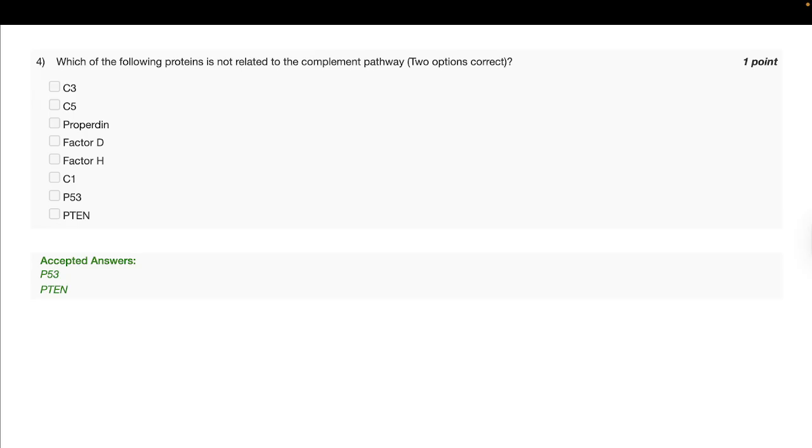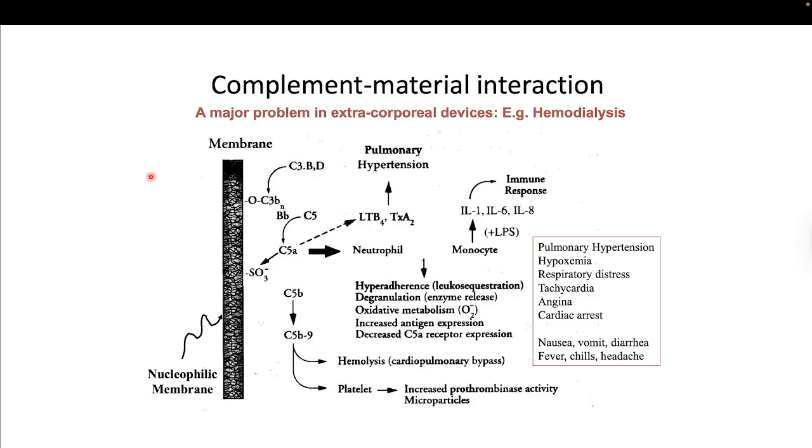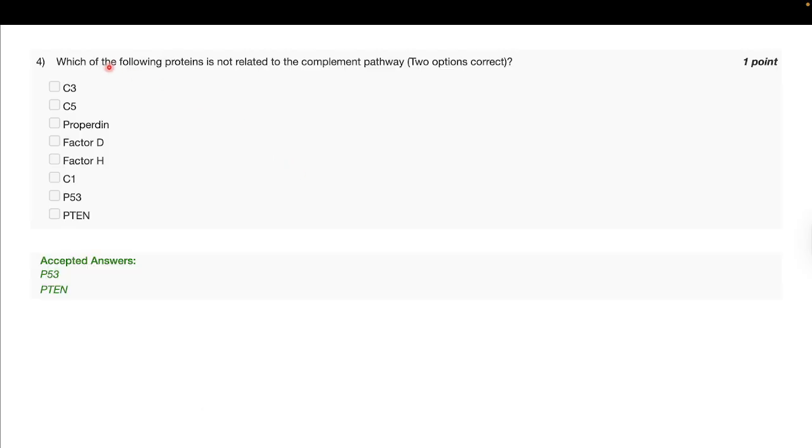So the rest of the proteins, these are the proteins that are involved in the complement system, right? So as I said, they get triggered when there is a membrane here. All of these that are listed in the options, C3, C5, C1, are directly involved in the complement pathway. Properdin is a protein that is involved in stabilizing these particular enzymes, C3 and C5. Factor H is involved in controlling the activity of these enzymes, and so on.